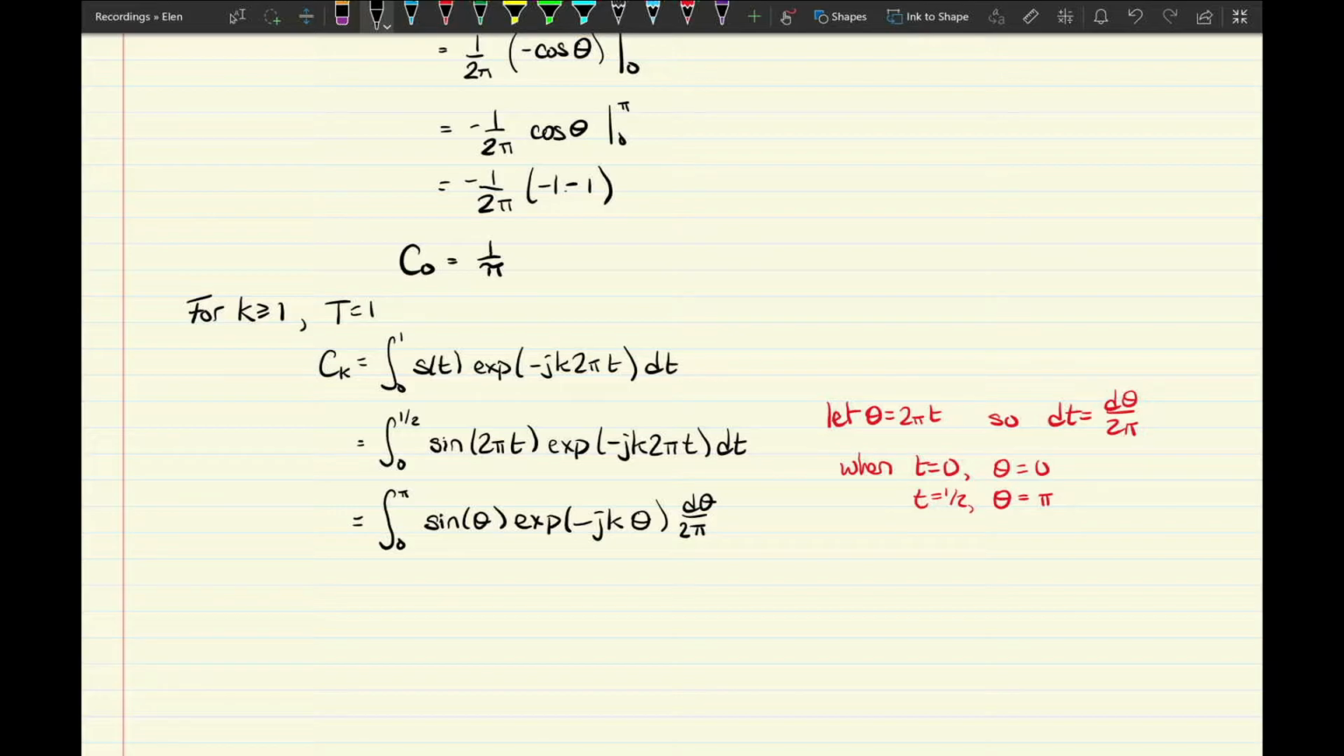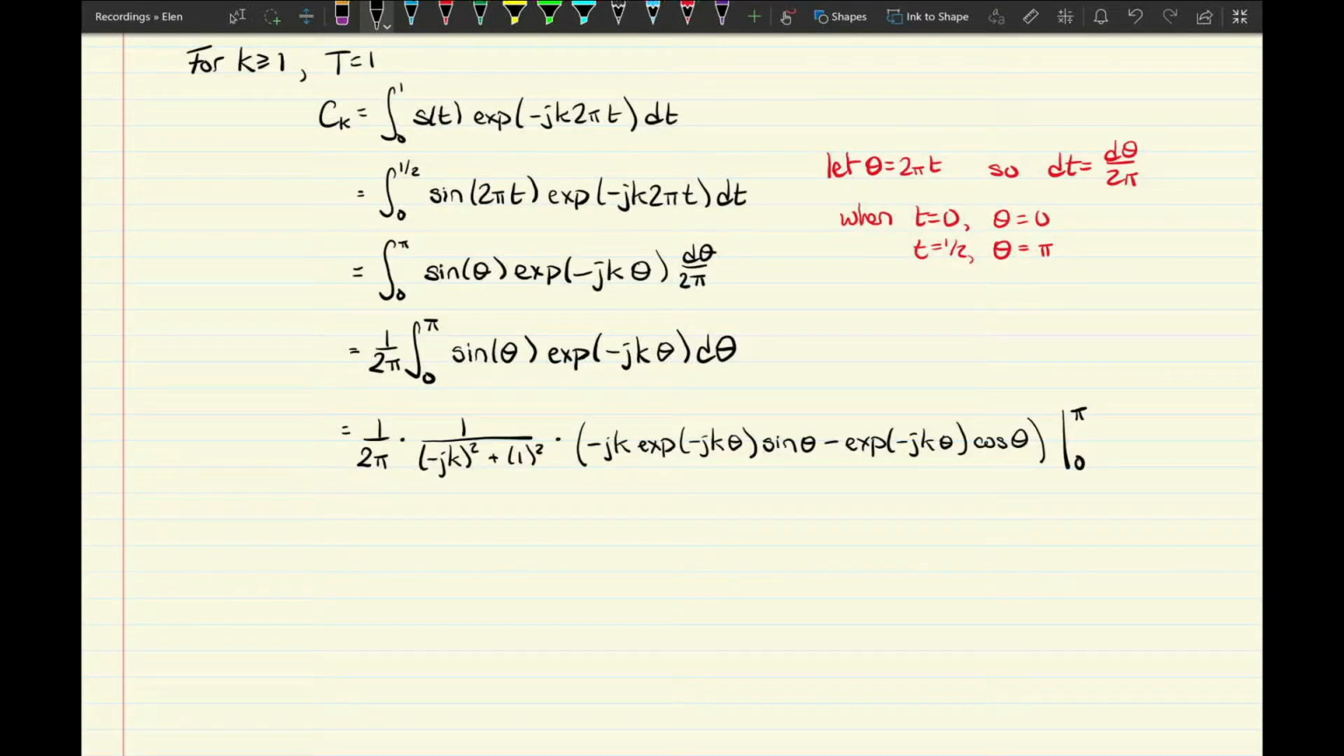This changes the limits of integration as well as the integrating variable to theta, and the 1 over 2 pi can be moved out front. And we have a very common form now of the form sine theta times exponential of a constant times theta. And using a table of integrals, we can see what this evaluates to be. The table of integrals is very useful here because otherwise we'd have to use integration by parts multiple times. But of course, this is even complicated just as it is. We'll need to simplify this a little bit more.